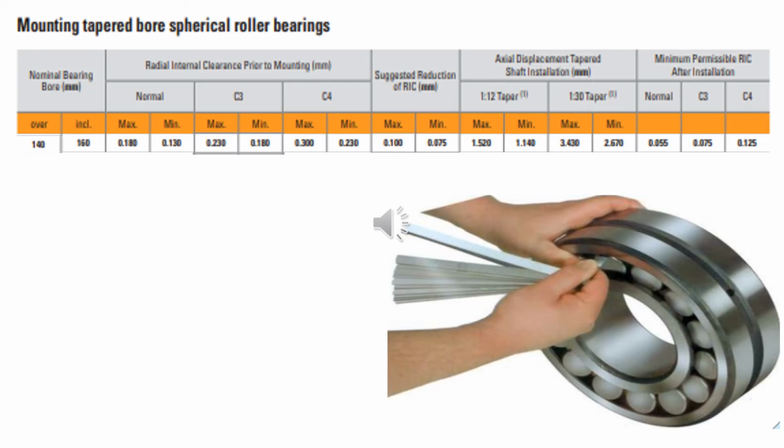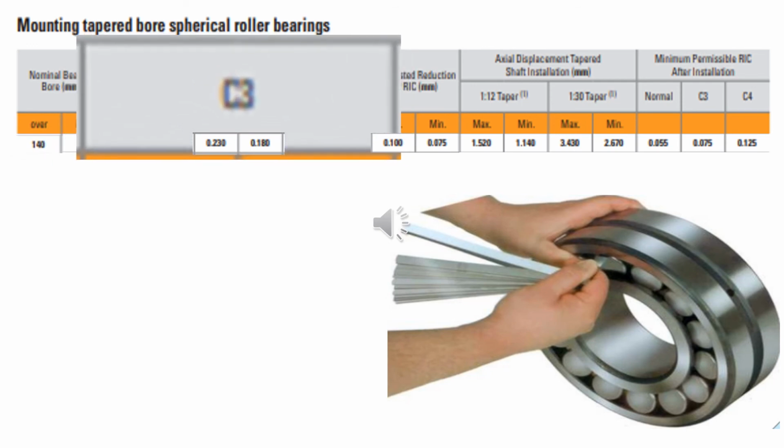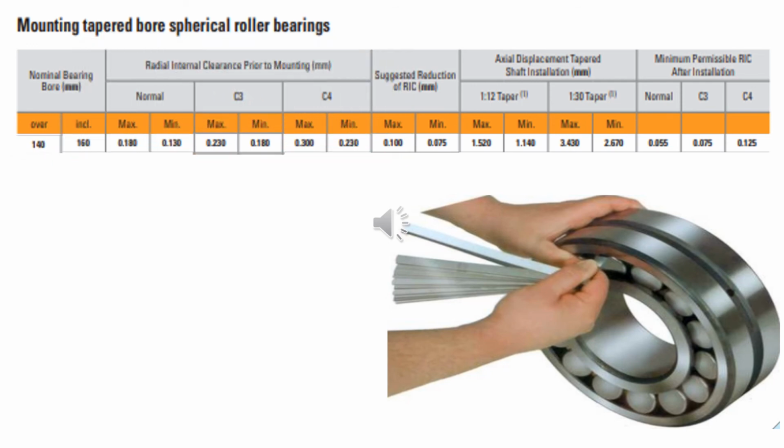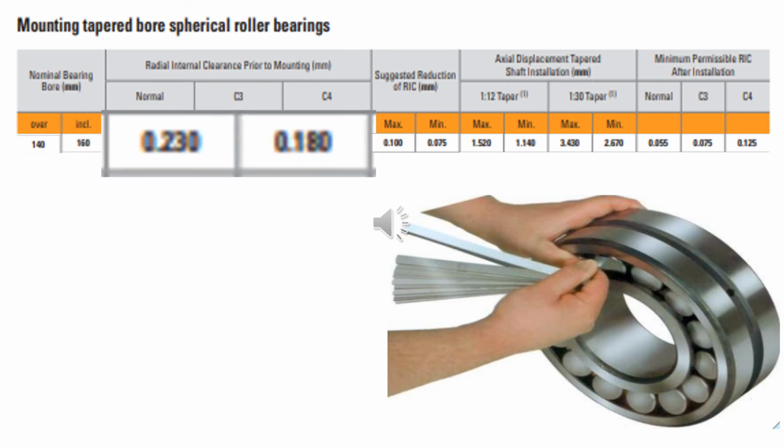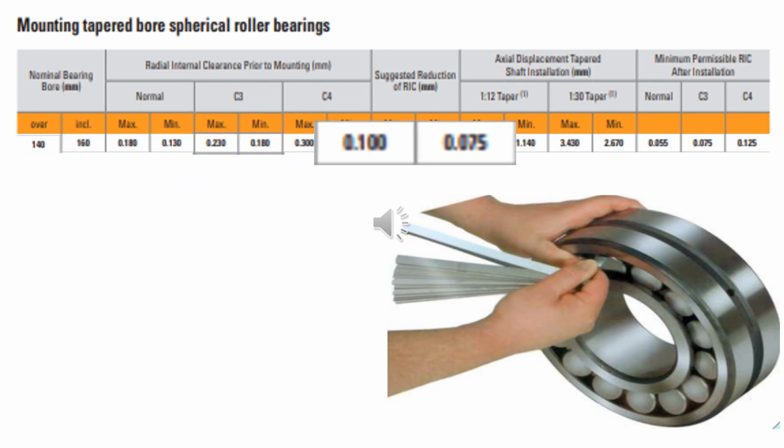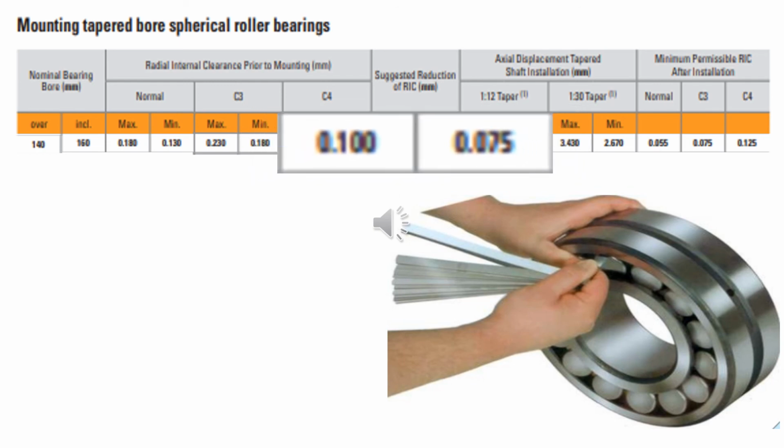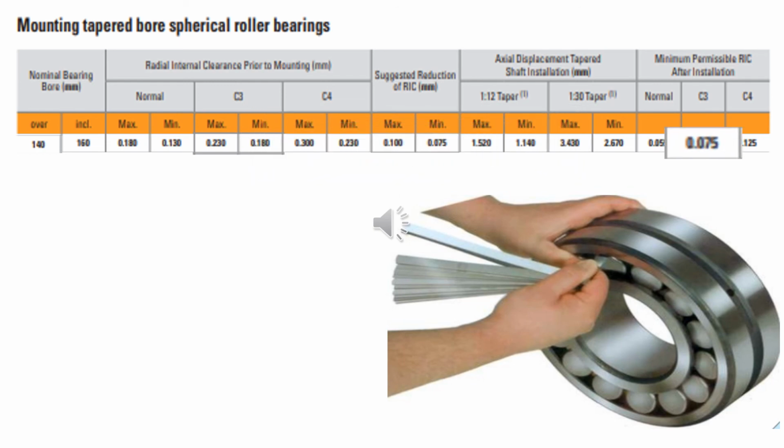Let us take an example of a 22328K C3 bearing. It is a spherical roller bearing with tapered bore, 140 mm, with C3 clearance. Unmounted clearance in mm is maximum 0.230 to 0.180. Reduction in clearance is 0.1 to 0.075. Minimum permissible clearance is 0.075 mm.